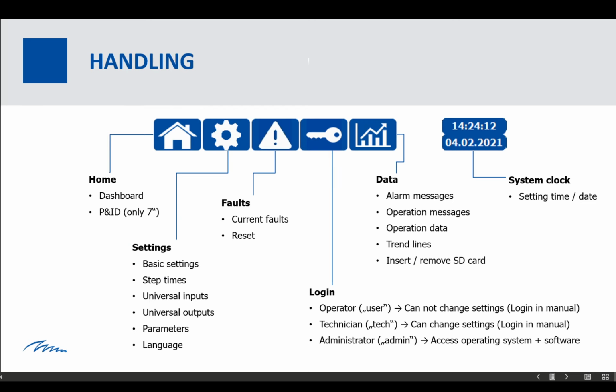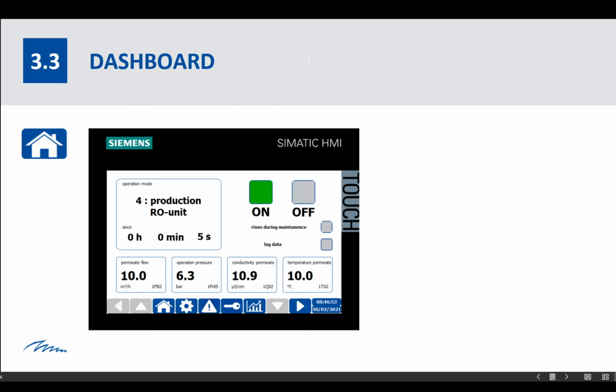All right, so this was the settings parts. Now we see the dashboard. So on the dashboard, we have decided to reduce all the parameters to the most, in our eyes, relevant parameters like permeate flow, operating pressure, conductivity of the permeate, temperature of the permeate, the active operation step, and also the on-off button.